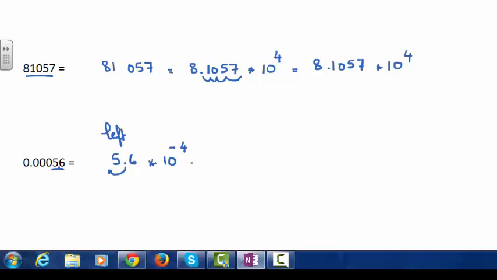And you will get more detailed explanation about the negative exponent in secondary. You will understand that this is like a division. When we go to the left, we need to make it negative 4, not positive 4. So the scientific notation is 5.6 times 10 exponent negative 4.